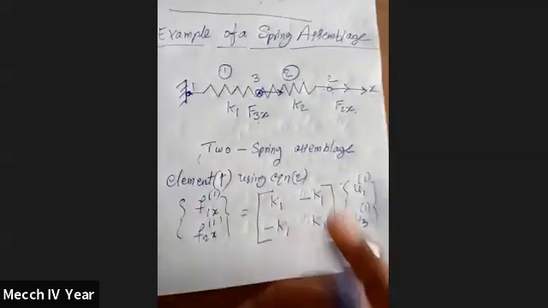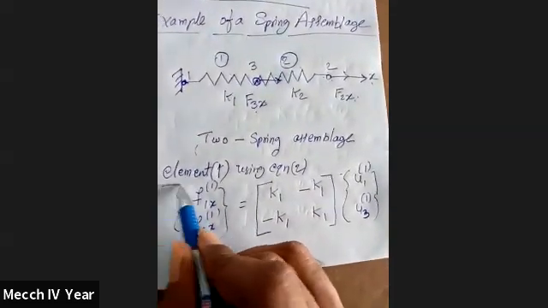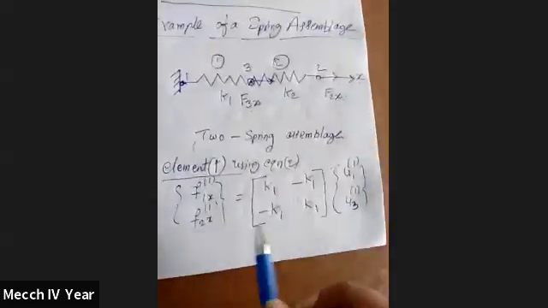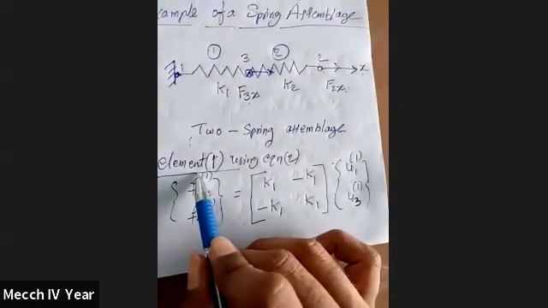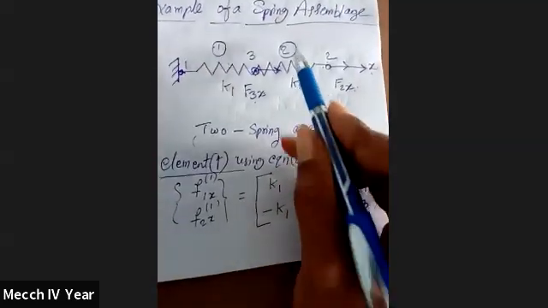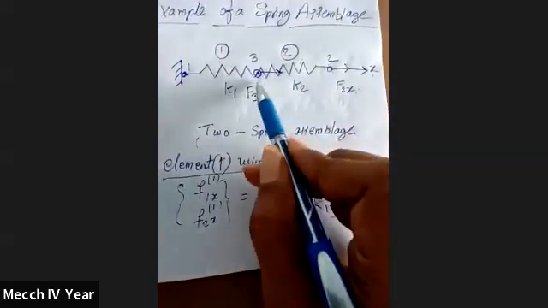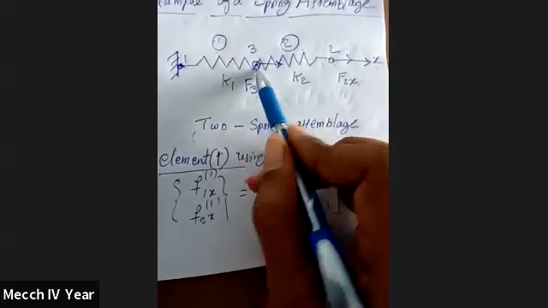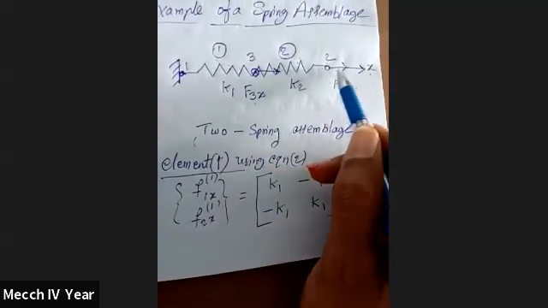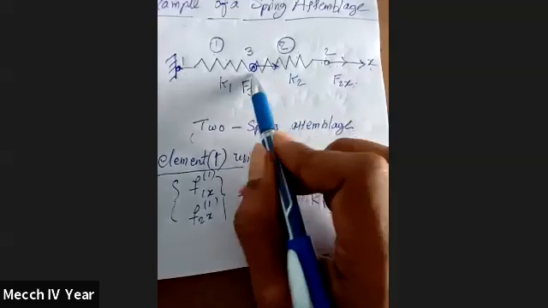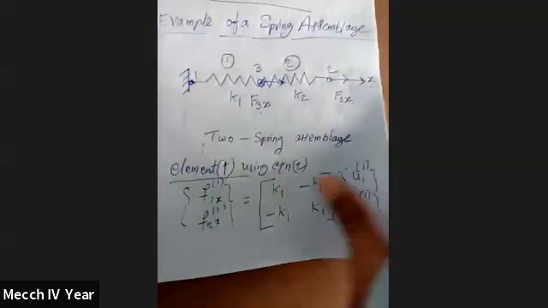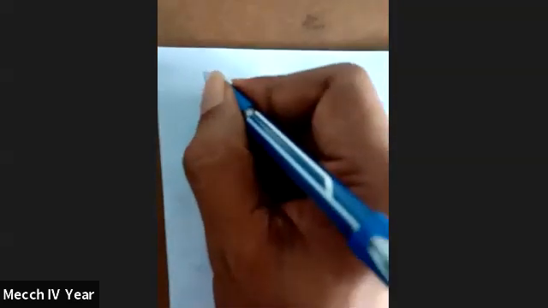Okay. So now we are going to see similarly element 2. Same equation, we are going to write for element 2. So element 2 means this is the second element. Now this is first element and this is second element. The second element we are going to consider here 3, 2. Okay. So now we are going to write element 2.